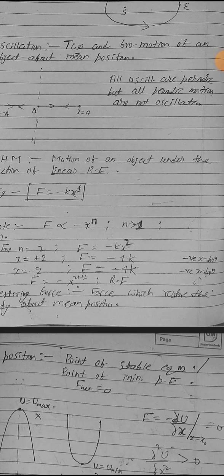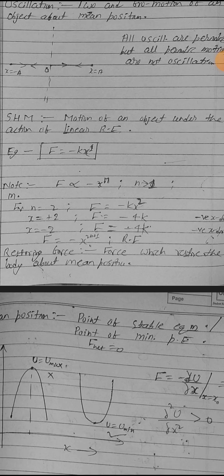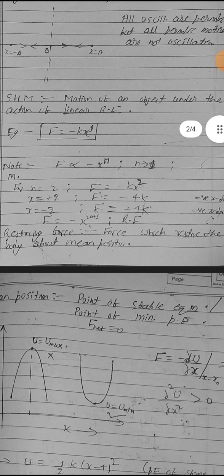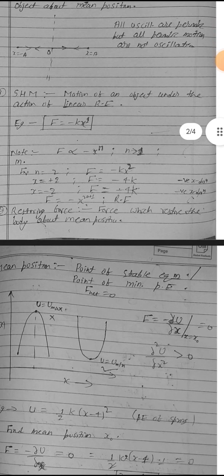I want to say here that in the formula F proportional to minus x to the power n, if we put n equal to 2 or any even number, then the body will always move in the negative x direction and it won't repeat its position, and for the motion to be harmonic it must repeat its position. So that's why we have said that motion of an object under the action of linear restoring force is called simple harmonic motion.